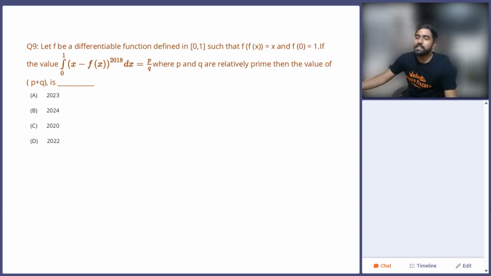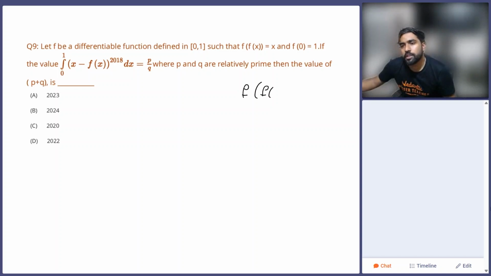Okay, what do we have here? You have been given f is a differentiable function defined from 0 to 1 such that f of x is equal to x. F of 0 is given to you as 1. So if f of 0 is given as 1, I can definitely find one thing. I can say over here that f of 1 is equal to 0. This is one piece of information we have. Cool.